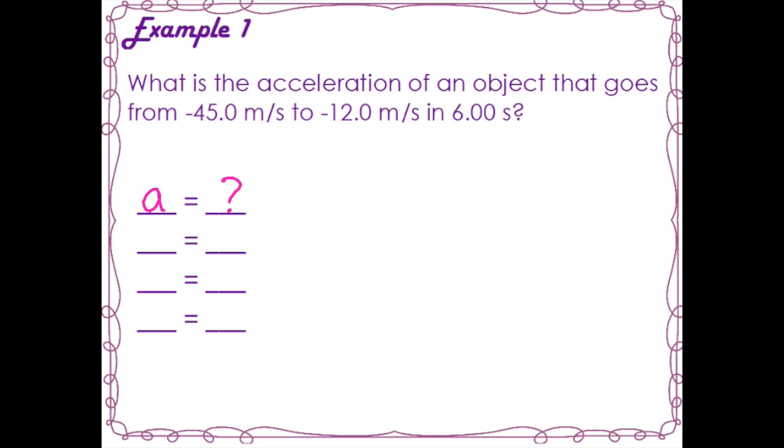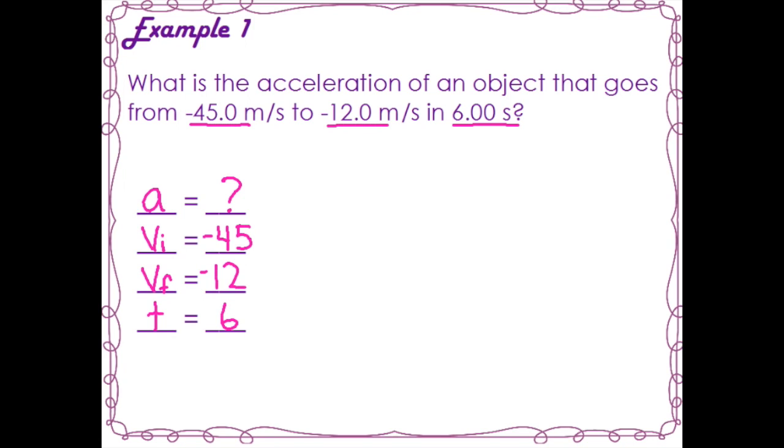That's my question mark. Of an object that goes from negative 45 meters per second to negative 12 meters per second. So that's velocity, it's meters per second. So this is when it starts, this is when it ends. So I've got a v initial and a v final. And in 6 seconds, so of course that's time.